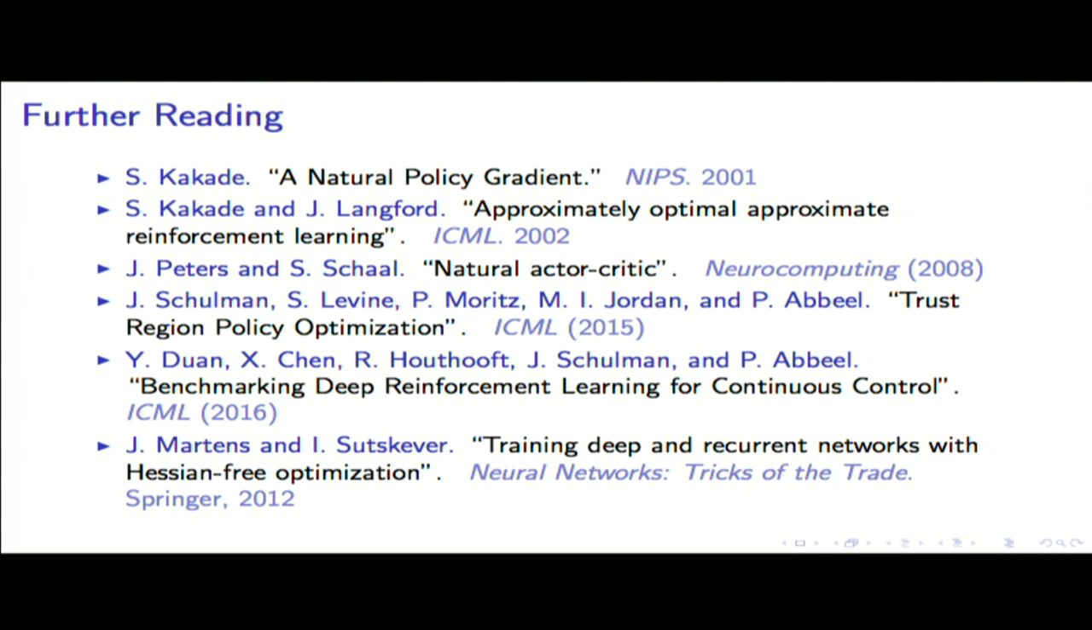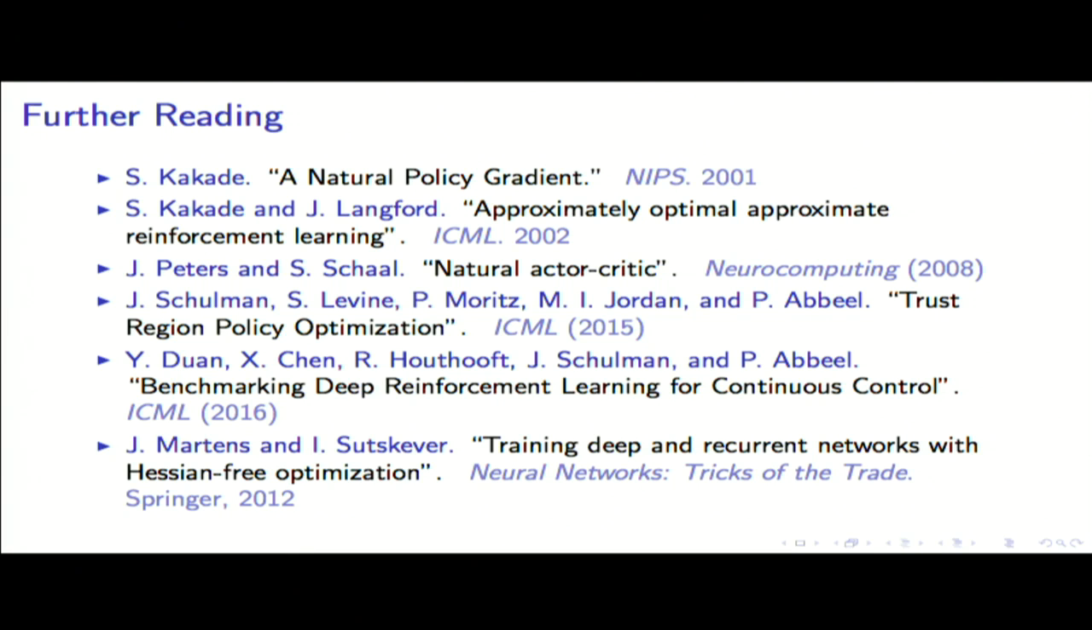Okay, so if you want to read more about some of these ideas, the original paper that proposed using the Fisher information matrix to compute a better policy update was Sham Kakade's natural policy gradient. Then there's another paper that he and John Langford wrote, which did some nice theoretical analysis, introduced this idea of the surrogate loss, and analyzed how much the surrogate loss differs from the true performance of the policy. That's from this 2002 paper.